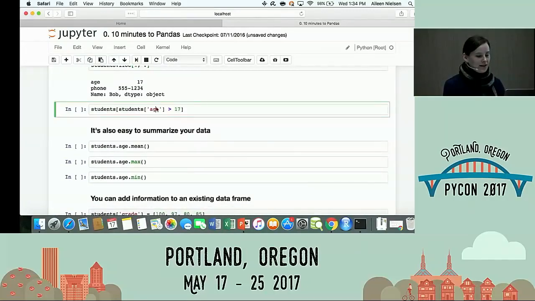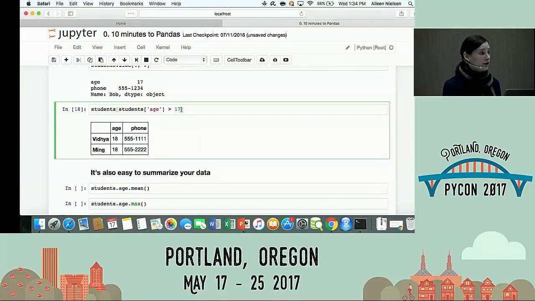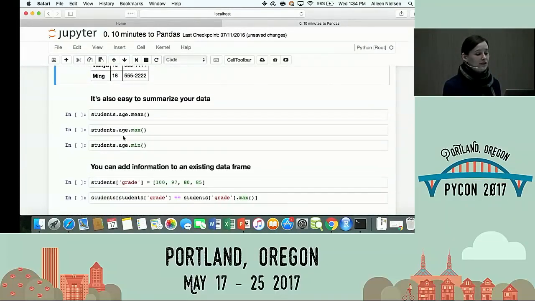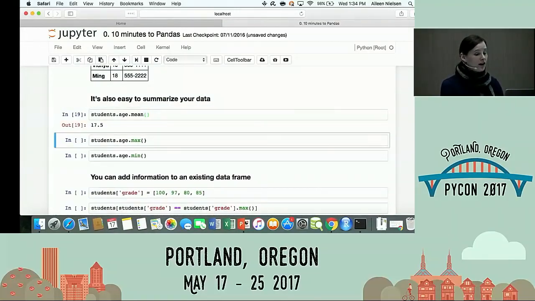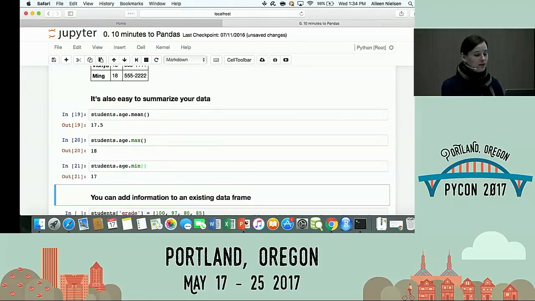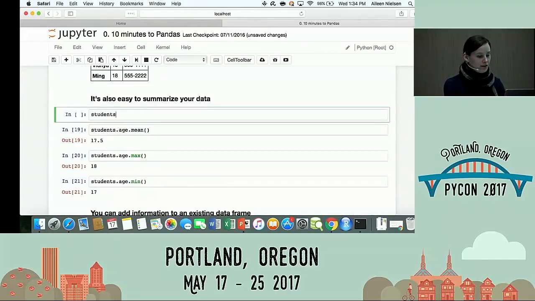And I can locate things by conditions, right? So let's say I only want to see the students who are over 17 years old, also very easy to do. Easy to summarize your data, right? So just like you do group bys in SQL, for those of you who maybe have used SQL but not Pandas, it's easy, for example, to get a mean on a column, a max on a column, a min on a column. Let me just actually put my data frame here so you remember.